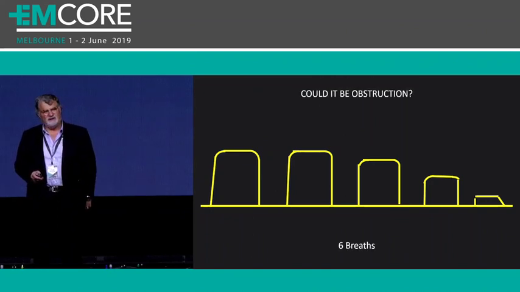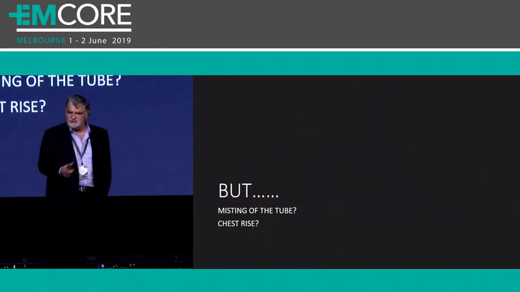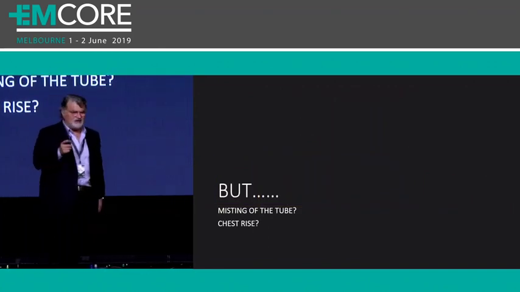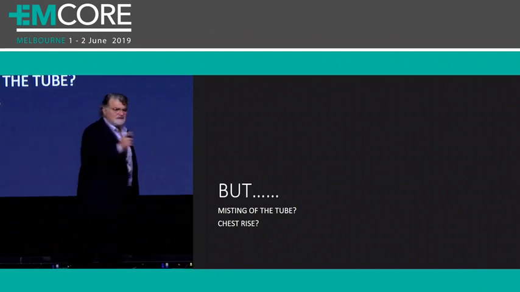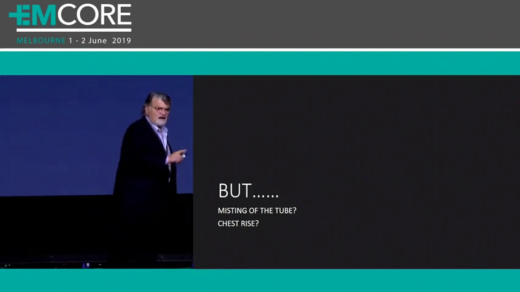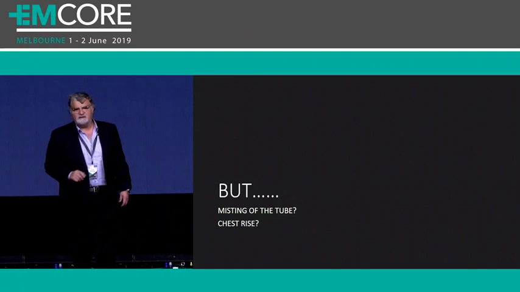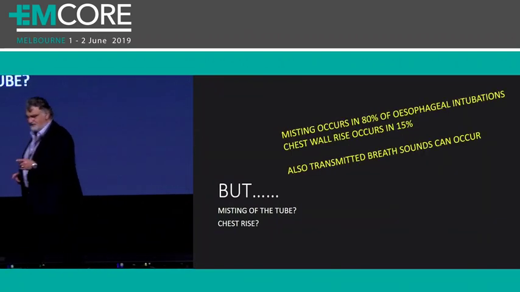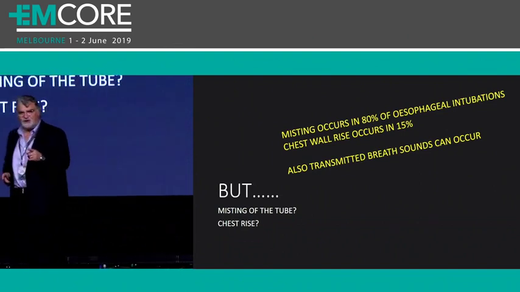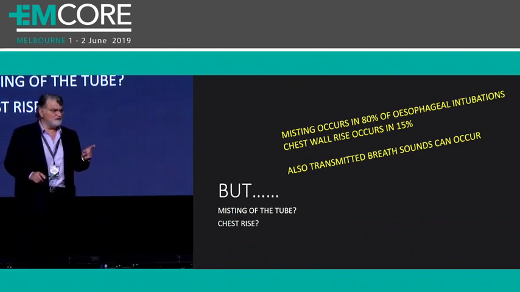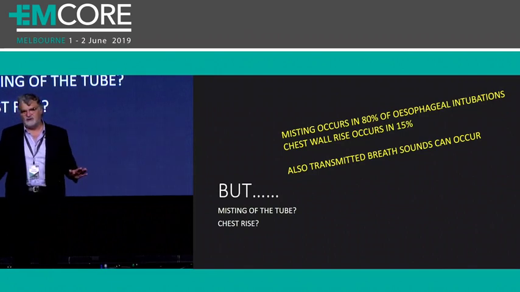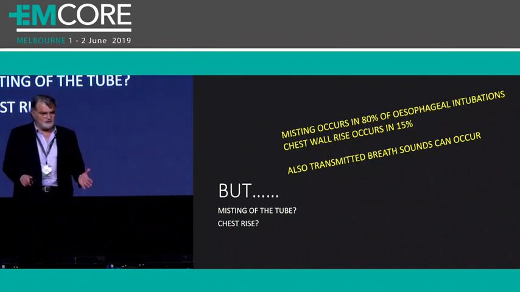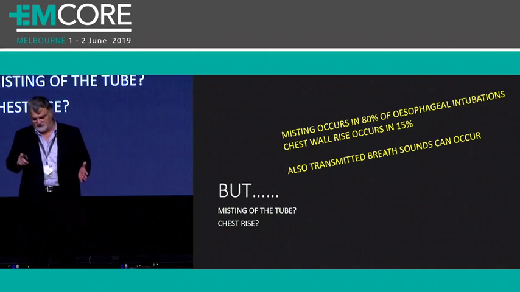But hang on a minute, wasn't there misting of the tube? Wasn't there chest rise? Didn't somebody listen, do a 3-point check and say, sure, I can hear that? Yeah, but let's have a look at what the literature says. Misting occurs in 80% of esophageal intubations. We don't trust misting of the tube. I saw it go through the cords. No. End-tidal CO2 is what we trust. Good, 6 solid waveforms is what we trust.